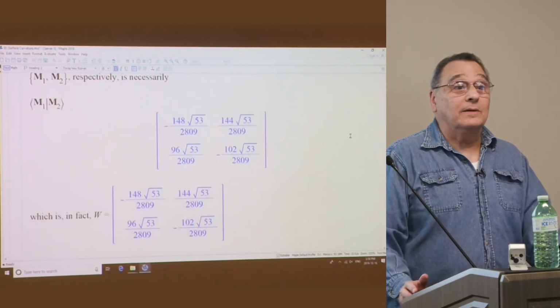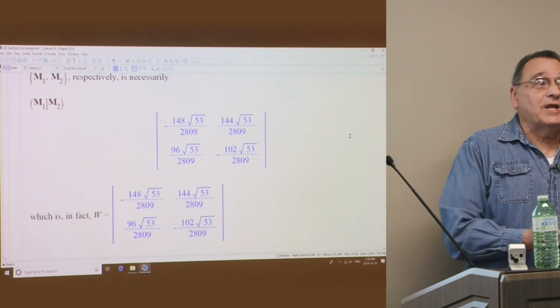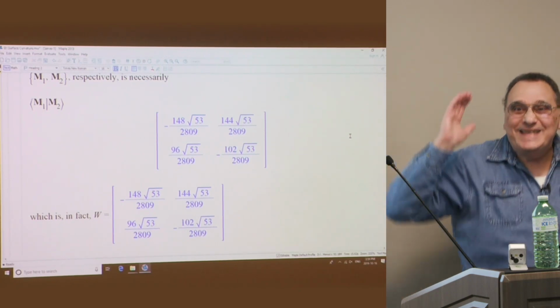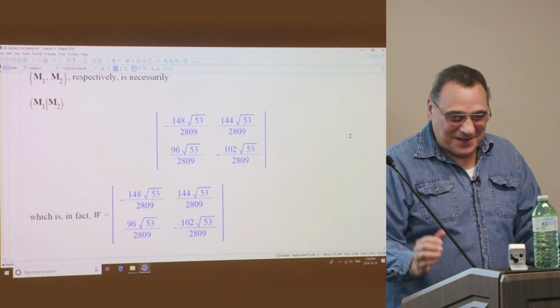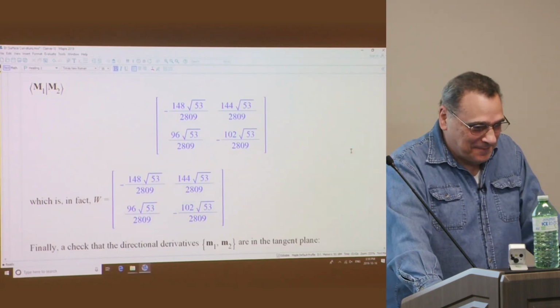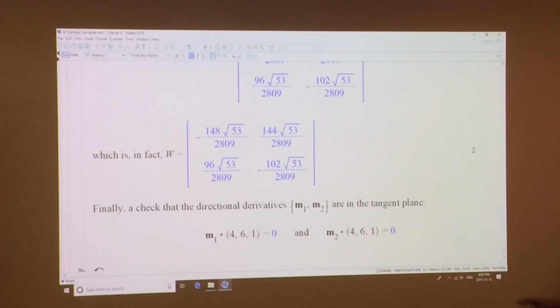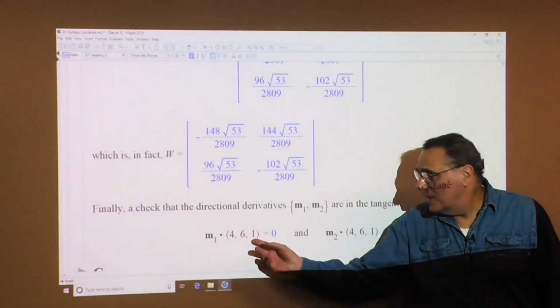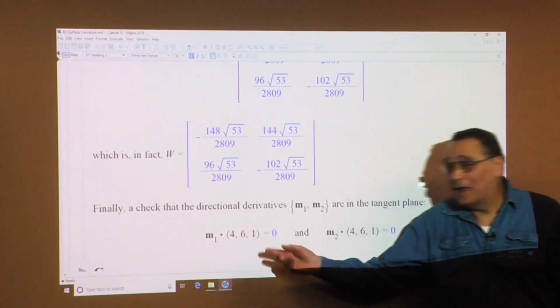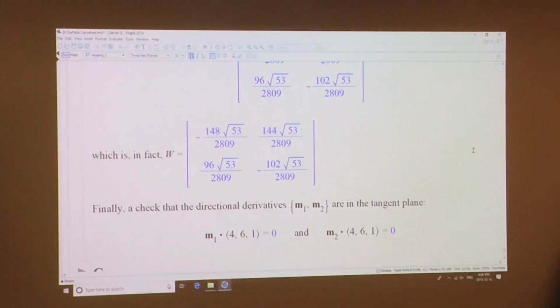And I say, is that W? Is that the shape operator? Yes! It's the shape operator. I'm learning something. Okay, and are these guys really in the tangent plane? Well, I didn't do a proof of it. I just said, okay, I'm going to look at these 2 guys. I'm going to take the dot product, get 0, take the dot product, get 0. They're in the tangent plane.